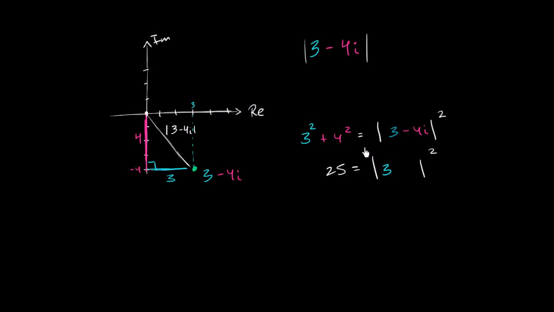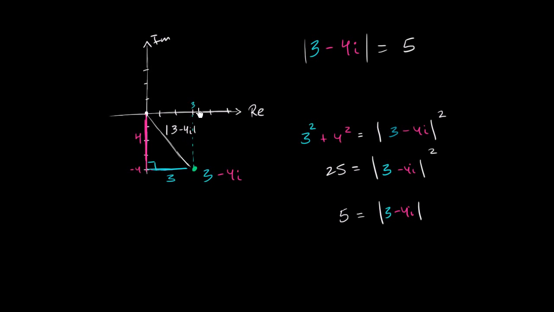And we know if you take the absolute value of something, this is just a distance. It's going to be positive. So we want to take the positive square root, the principal square root of both sides of this. And so we're going to be left with the principal square root, the positive square root of 25, which is 5, is equal to the absolute value of 3 minus 4i. So another way of saying it, this distance right over here is equal to 5.